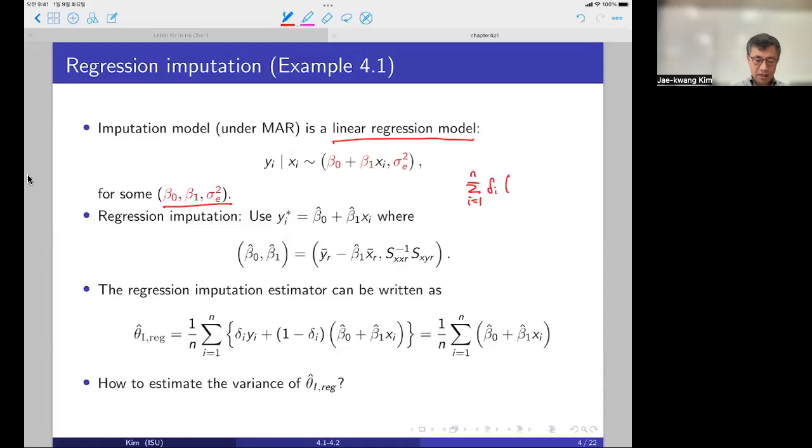Delta i, yi minus beta 0 minus beta 1 xi, equal to 0. So you solve this kind of equation using only the respondents to obtain beta hat, so beta 0 hat, beta 1 hat. So that is the solution.